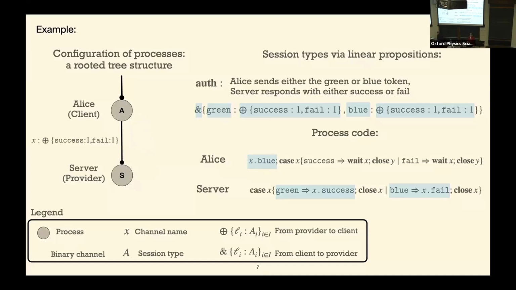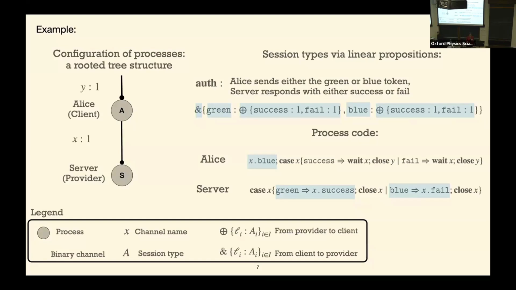After that, the protocol evolves to this additive disjunction. And Alice sending the blue label forces the server to choose the second branch. So the server has to respond with fail. And the protocol evolves to 1, and 1 corresponds to just dropping the communication, closing the channel.